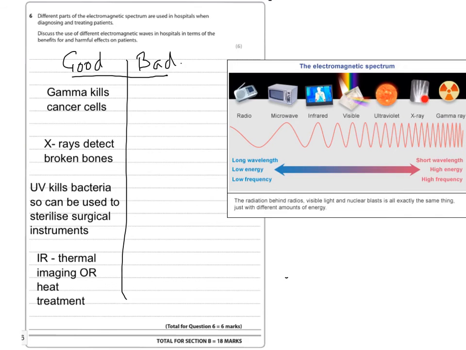X-rays also pass through your body, at least through the tissues, but bones are seen on an X-ray, so we can detect broken bones. UV light, ultraviolet light, is used to kill bacteria, so if you put your scalpels and surgical instruments under UV light, you'll sterilize them. And infrared could be used to detect damage inside your body, or even perhaps just give heat treatment for sore muscles.